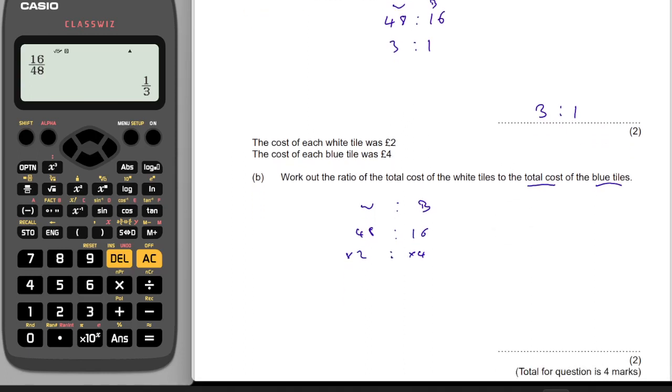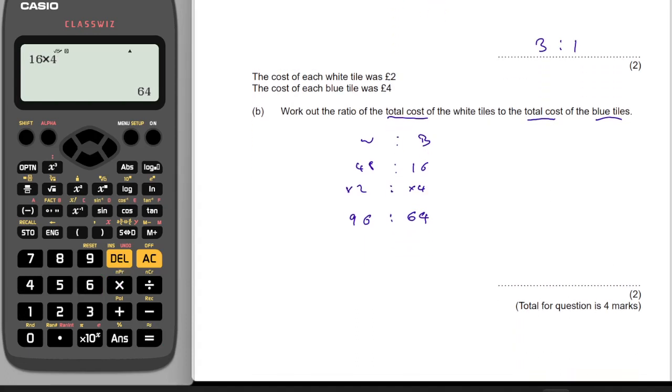So if I times those ratios by that, 48 times by 2 would give me 96, and then 16 times by 4 would give me 64. So that ratio would simplify down, but it asked the ratio of the total cost. So I think arguably you could simplify it and it would still be right. £96 to £64. We could simplify it, but I think because it says total cost, I'm going to leave it like that.